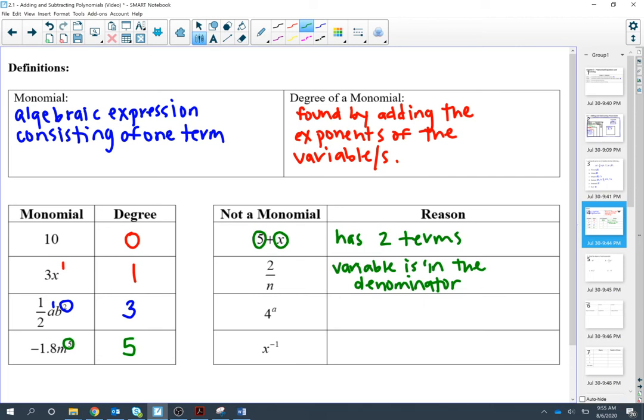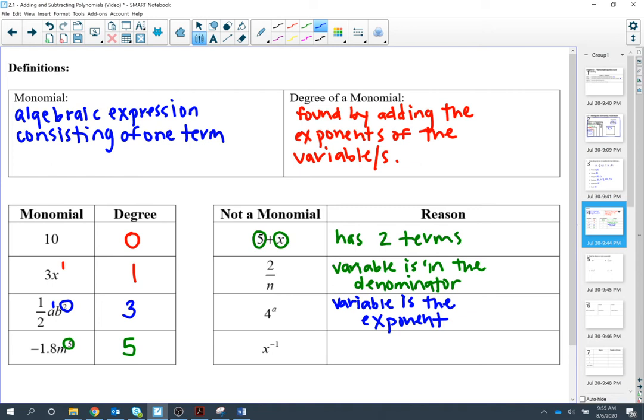4 to the power of a, also not a monomial. The reason here is the variable is the exponent. Okay, that's not allowed as well. You can't have a variable as an exponent. It's just not allowed. You can have a number as an exponent. You know, if this was a to the fourth, if we switched it around, that would be okay. But you can't have a variable as an exponent.